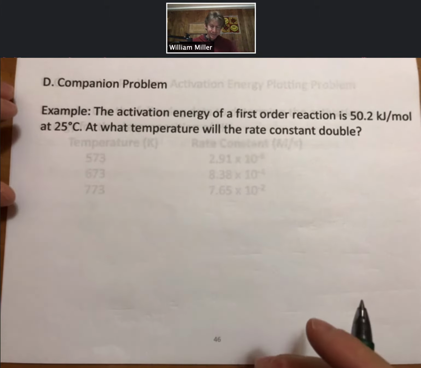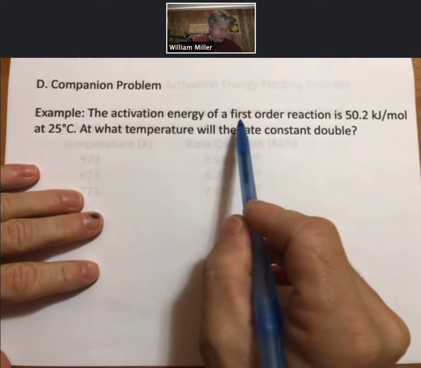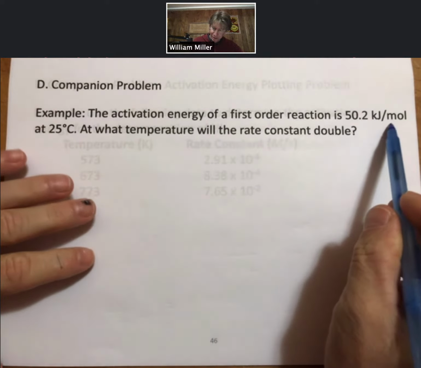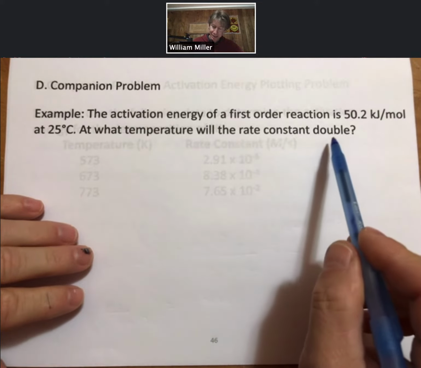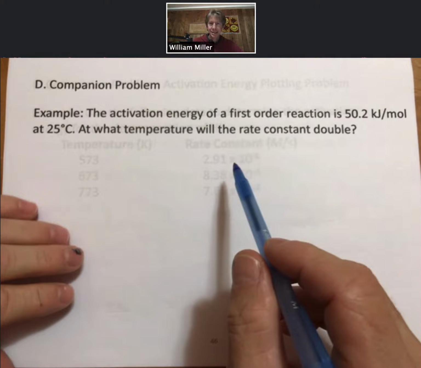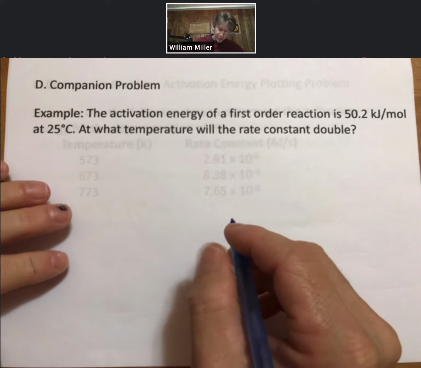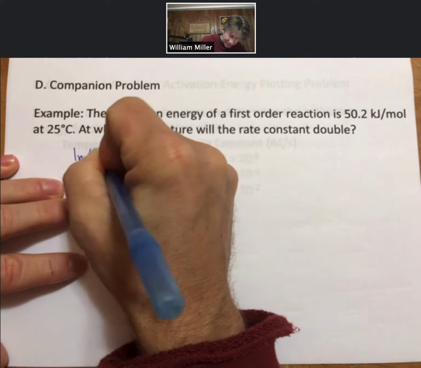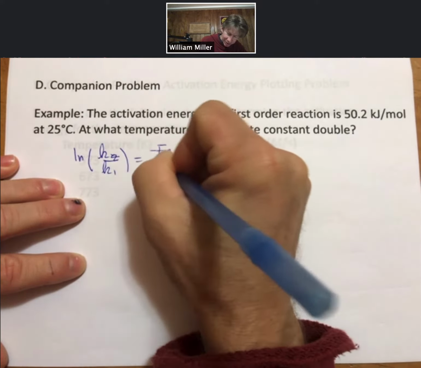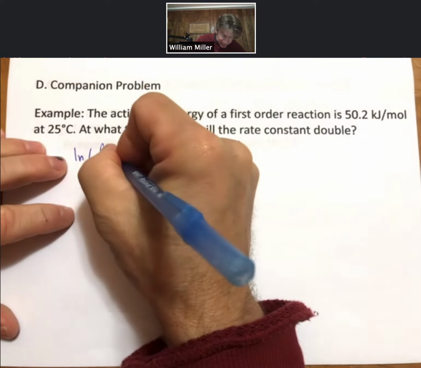And now let's do a second problem. It says it's a companion problem, but I'd like to work it. For this particular one, it says the activation energy of a first order reaction is 50.2 kilojoules per mole at 25 degrees Celsius. At what temperature will the rate constant double? And this is a problem where we are going to again use the 2-point formula, and it's going to go natural logarithm K2 over K1 equals minus EA over R times 1 over T2 minus 1 over T1, and that's a 2 there, sorry about that.